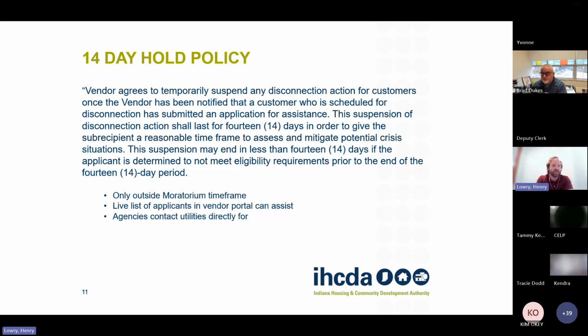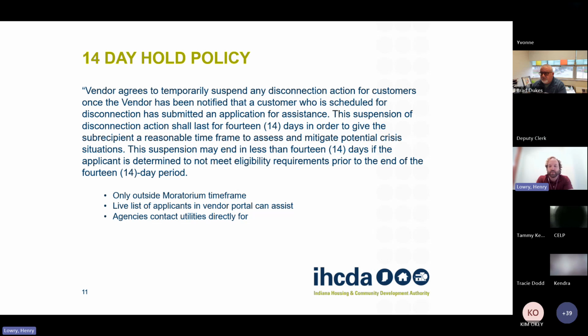So that is the vendor agree, and this is from our MOA. So the vendor agrees to temporarily suspend any disconnect action for customers once the vendor has been notified that a customer who is scheduled for disconnect has submitted an application for assistance. This suspension of disconnect action shall last for 14 days in order to give the subrecipient a reasonable time frame to assess and mitigate potential crisis situations. And then that suspension may end in less than 14 days if the applicant is determined ineligible.